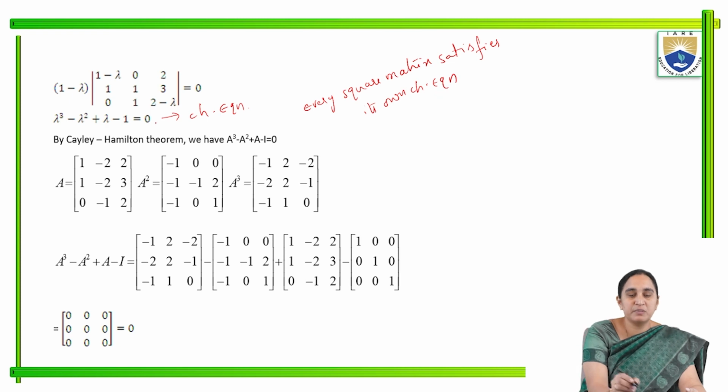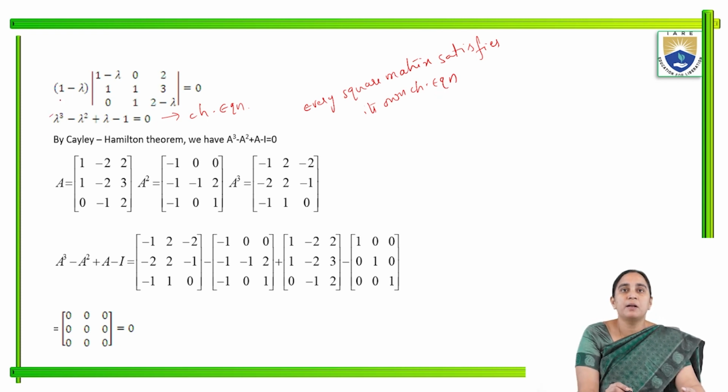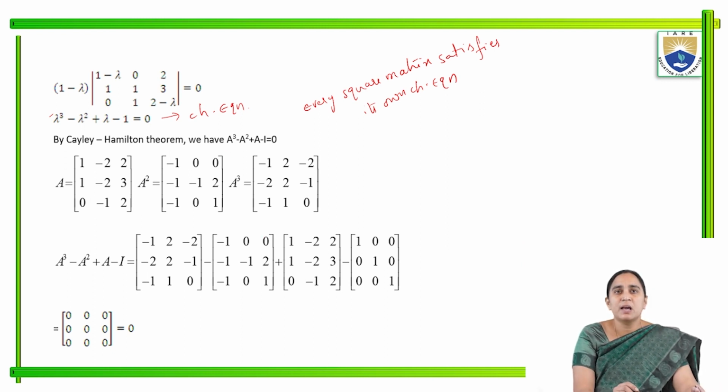From that characteristic equation, in place of lambda, I write A: A cube minus A square plus A minus I is equal to 0. If we solve this and it equals 0, then the given matrix satisfies its own characteristic equation.